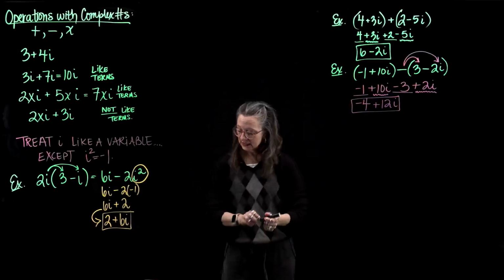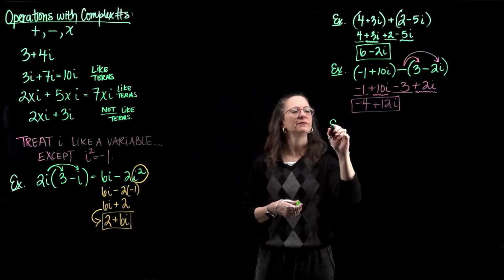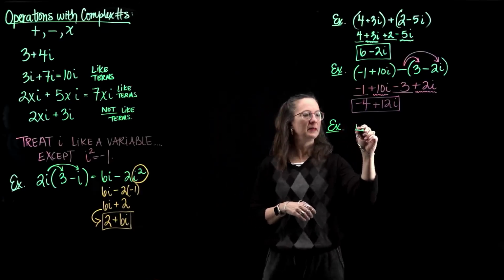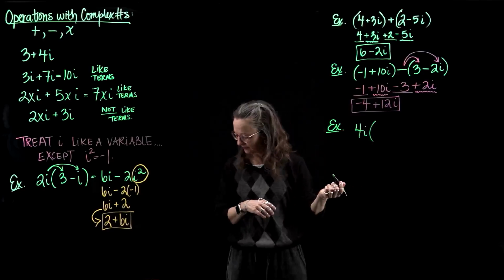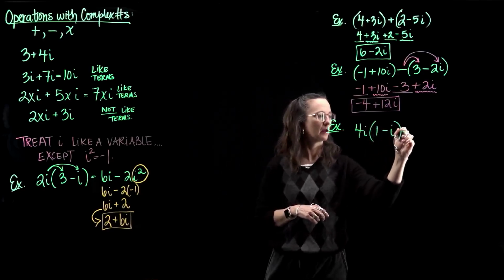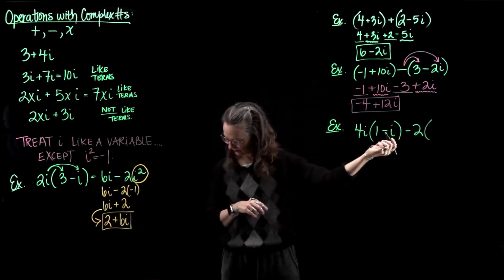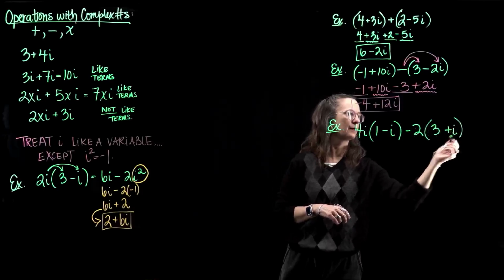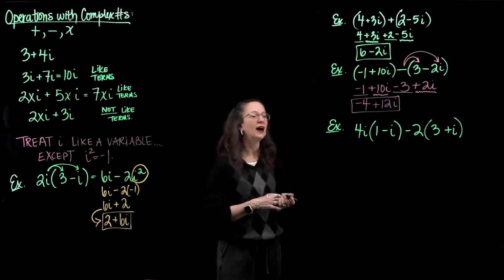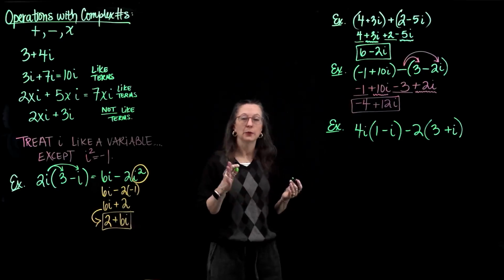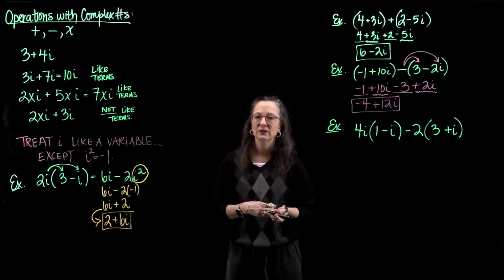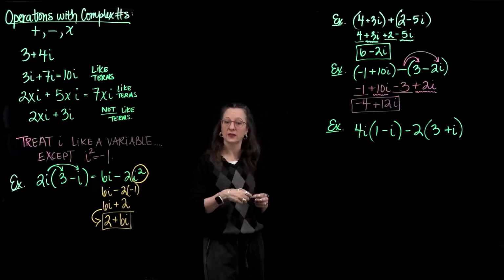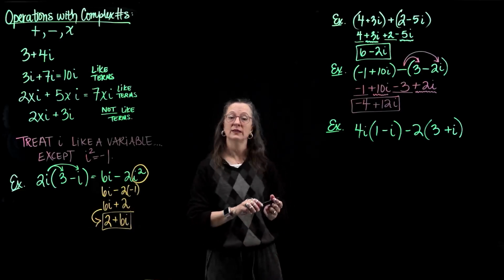All right, let's look at one more, probably two more. I'm going to make it a little bit more complicated. So I have 4i times (1 minus i), minus 2 times (3 plus i). Okay, so we have quite a bit of parentheses here to deal with. Let's just take it one step at a time.